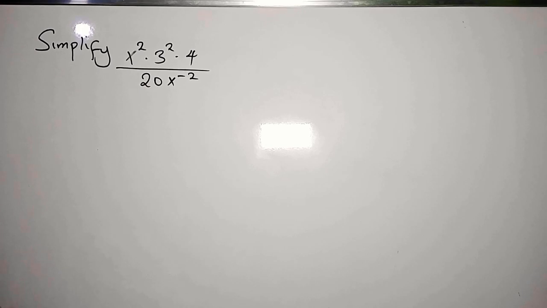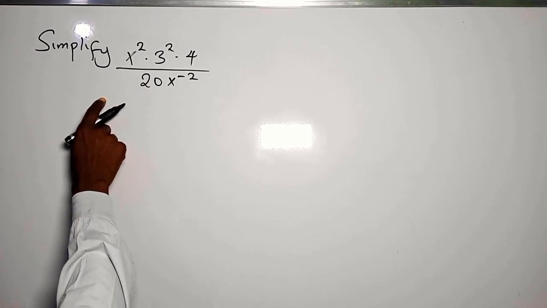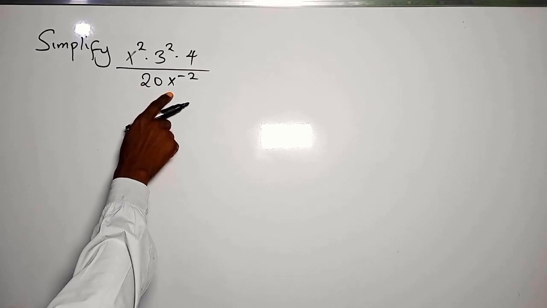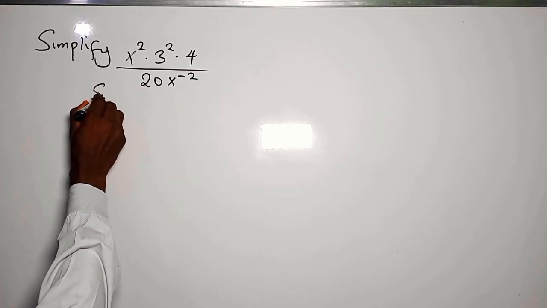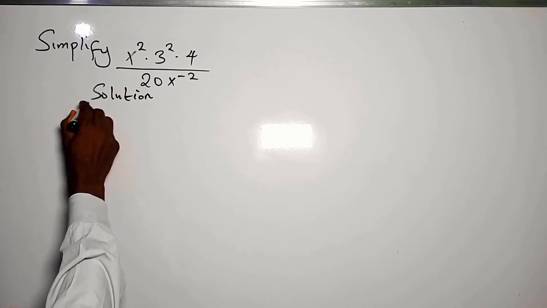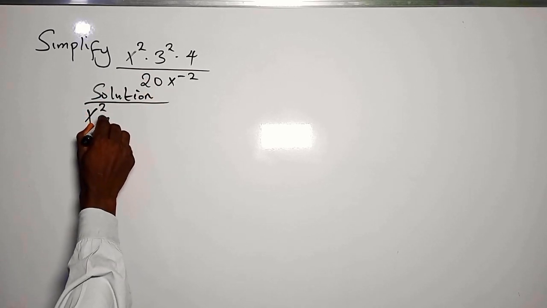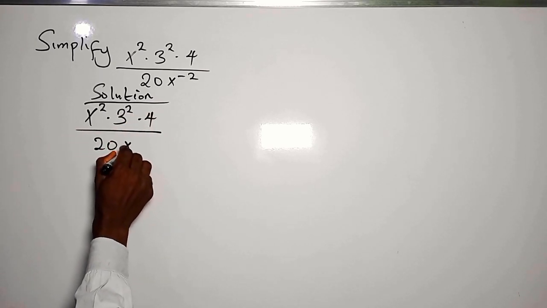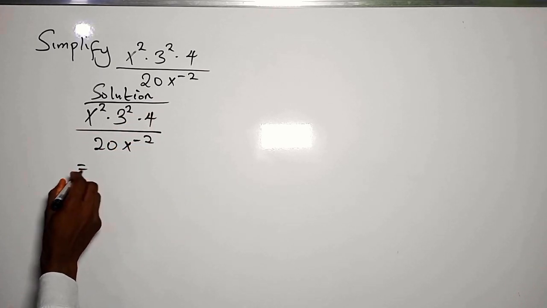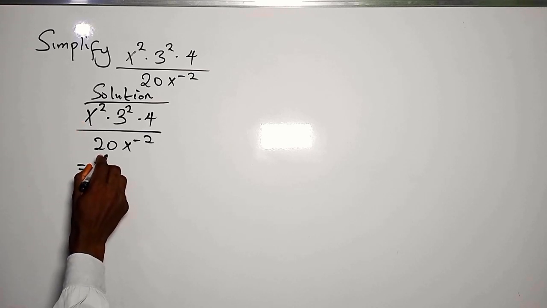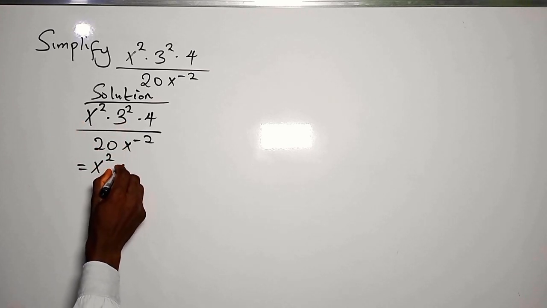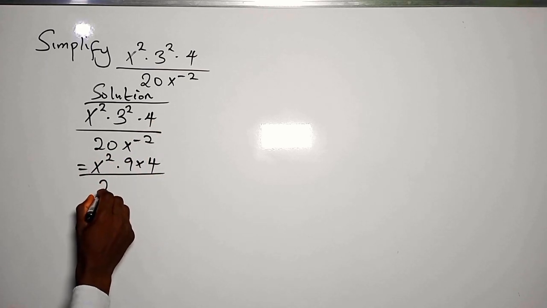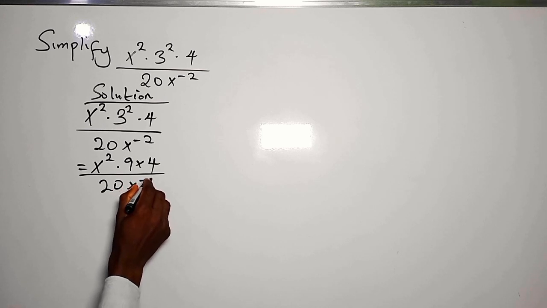The question says simplify this expression: x squared times 3 squared times 4, divided by 20x to the power minus 2. How do we go about this solution? For x squared times 3 squared times 4 over 20x to the power minus 2, x squared stays as x squared. For 3 squared, we have 9, times 4, divided by 20x to the power minus 2.